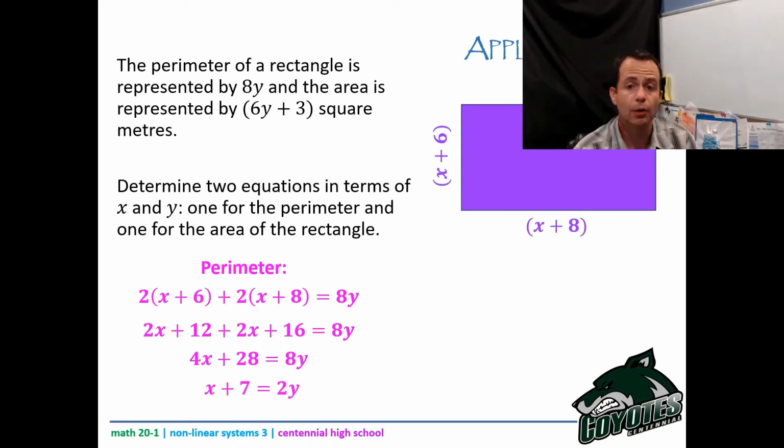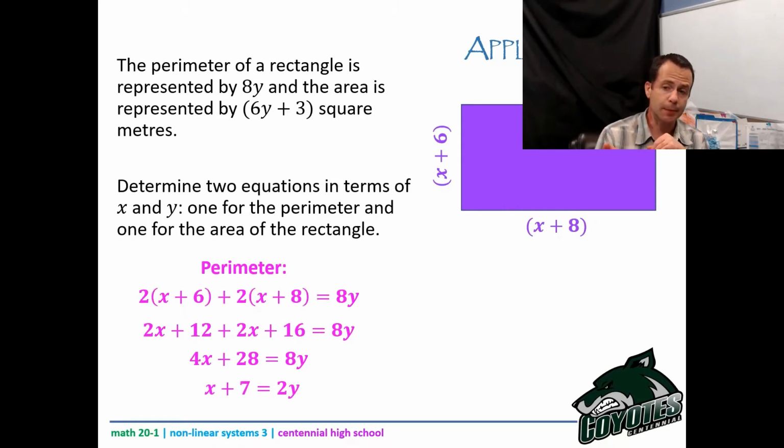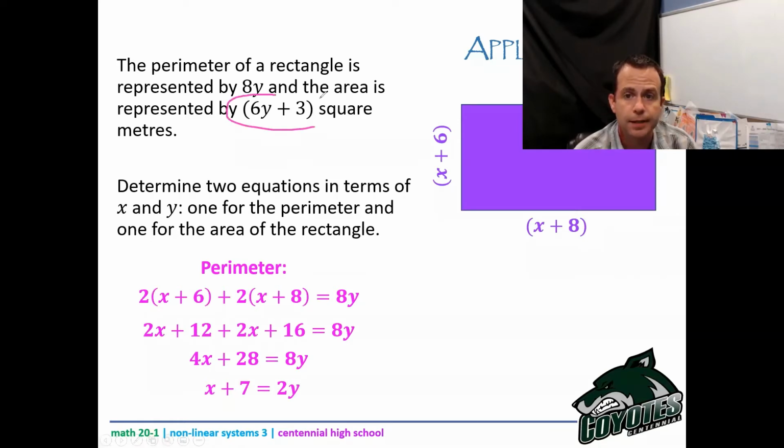All right, now let's tackle the area. The area of a rectangle is base times height, or length times width, however you like to call it. So that'll be x plus 8 times x plus 6. And I was told that the area was represented by 6y plus 3. So I'll set that equal to 6y plus 3. Okay, so that would look like this.